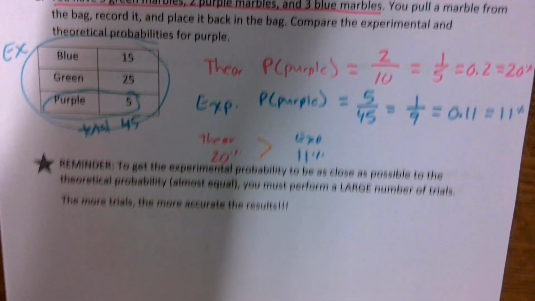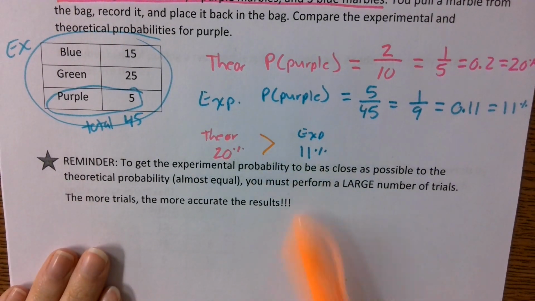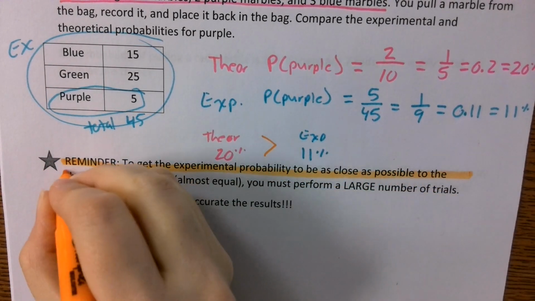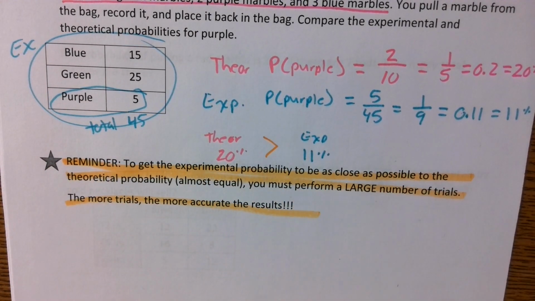So again, this is a huge thing right here. This reminder. Star it, underline it, circle it, highlight it, do whatever you need to do to remember it. That if you need your probabilities to be mirrors of each other, you have to perform it a large number of tries, trials, times. Not outcomes. The outcomes don't matter. Doesn't matter how many outcomes you have. It's the number of trials that you perform. That's the important thing. All right, go ahead and flip it on over to the back.